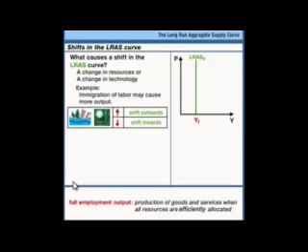So let me go ahead and draw my short-run aggregate supply curve. And remember, the slope of the short-run aggregate supply curve reflects the impact that the price level has on output in the short run.